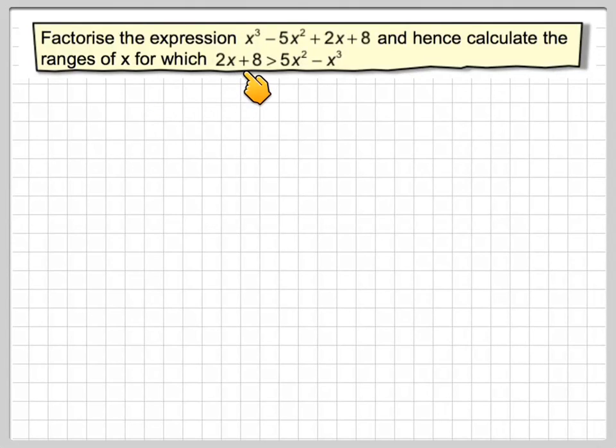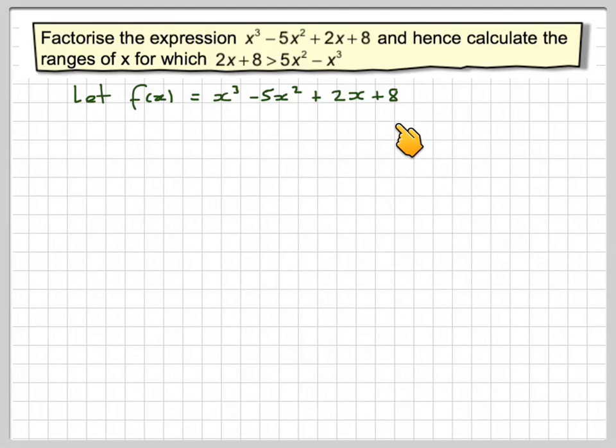Factorise the expression x cubed minus 5x squared plus 2x plus 8, and hence calculate the range of x for which 2x plus 8 is greater than 5x squared minus x cubed. If we let f of x be equal to x cubed minus 5x squared plus 2x plus 8, we're going to try to factorise it.